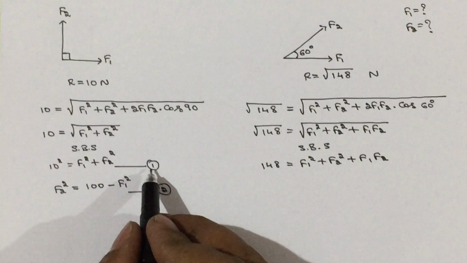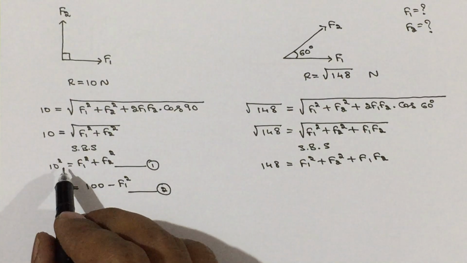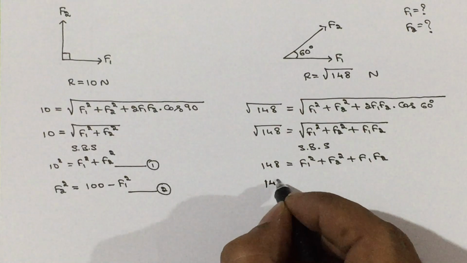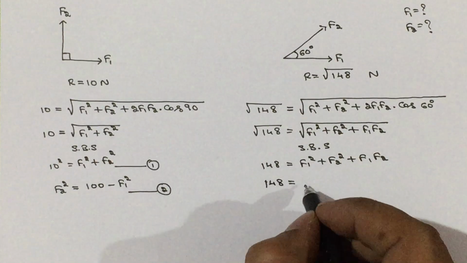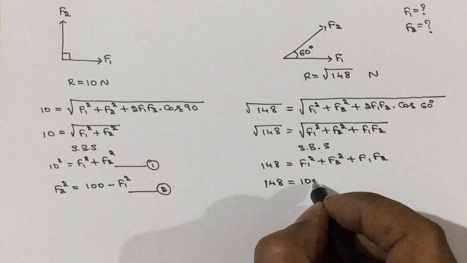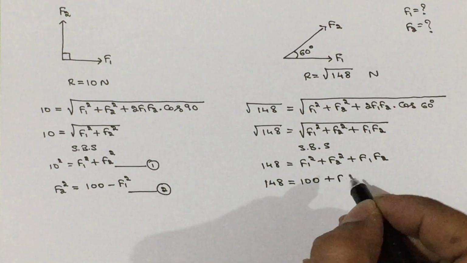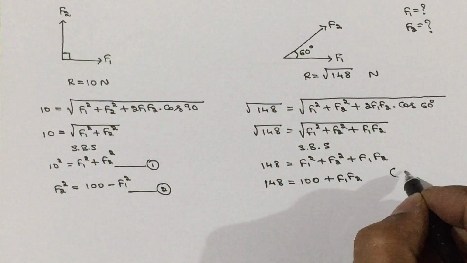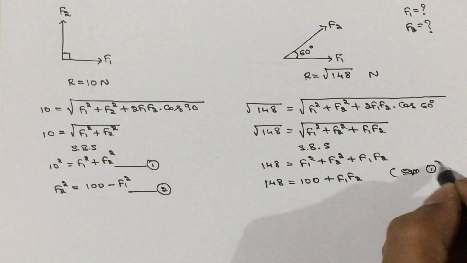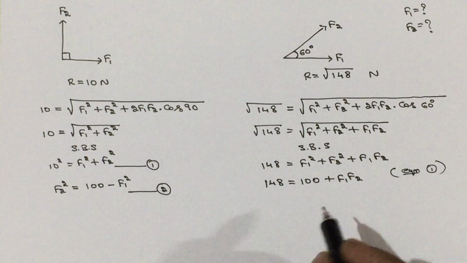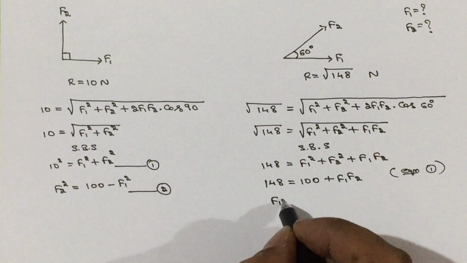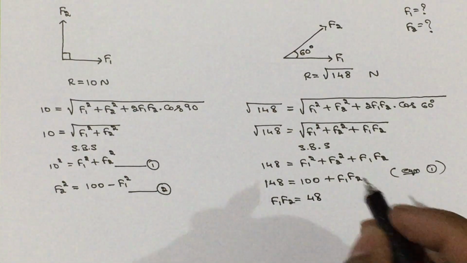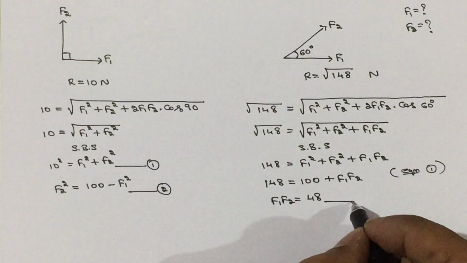But from equation 1, we have F1 square plus F2 square is equal to 10 square, that is nothing but 100. Substitute, it will become 148 equals F1 square plus F2 square, which is 10 square from equation 1, that is 100, plus F1 F2. Then F1 F2 will become 148 minus 100, that is 48. Let us take this equation as 3.